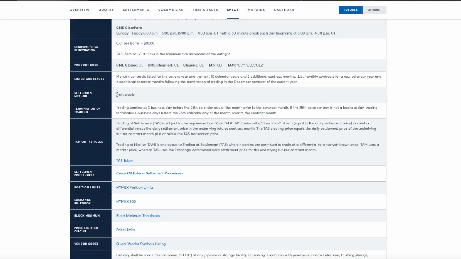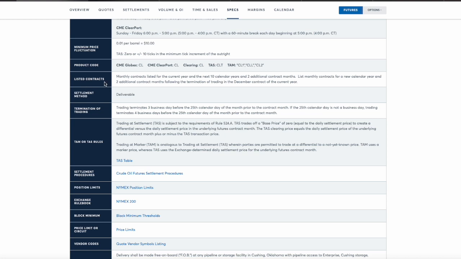So settlement method is deliverable. This means if you actually did hold this futures contract until delivery, congratulations, you may be the buyer of 1,000 barrels of oil. Other delivery methods would be just sort of like a financial settlement, like a dollar exchange. Won't get too much into termination of trading.